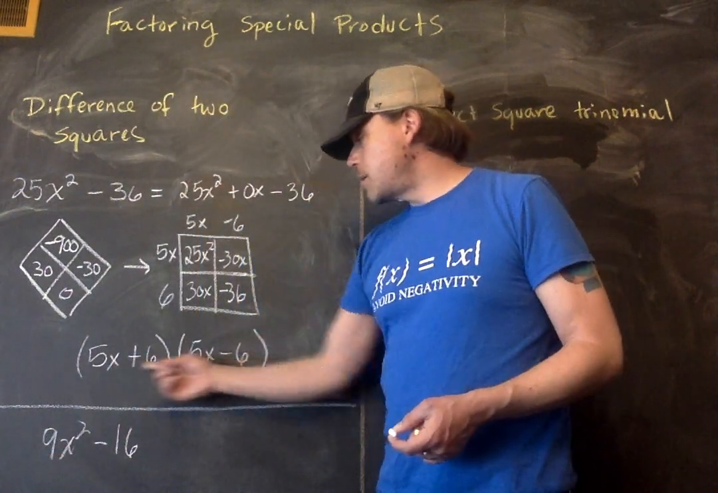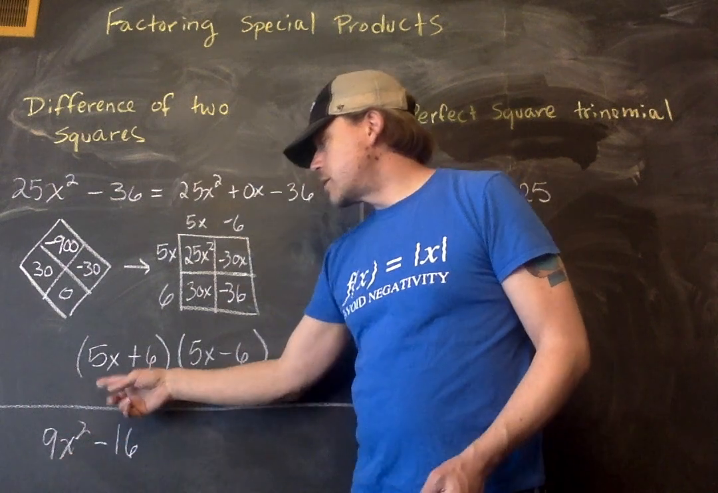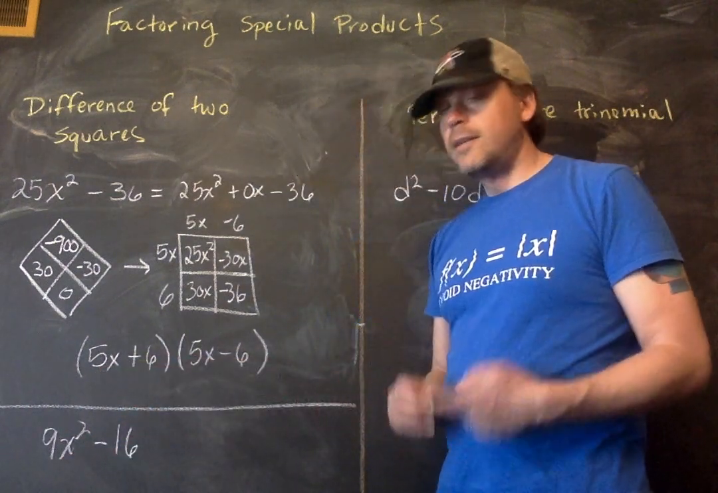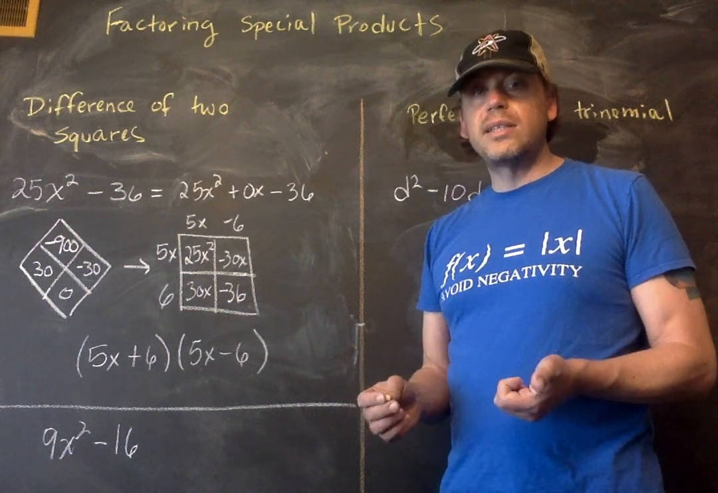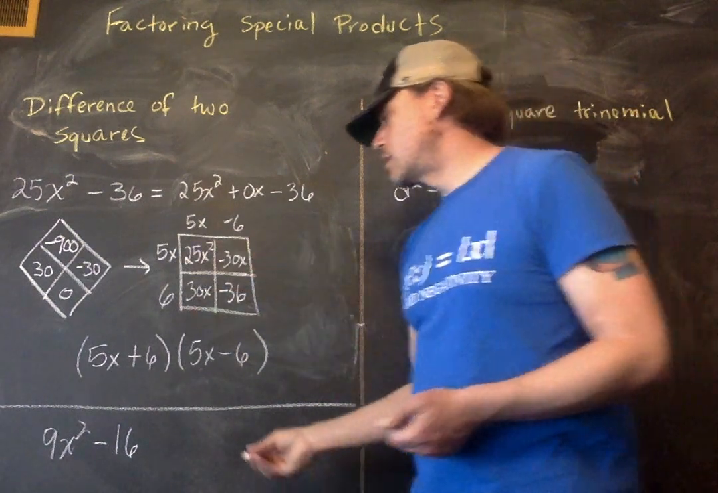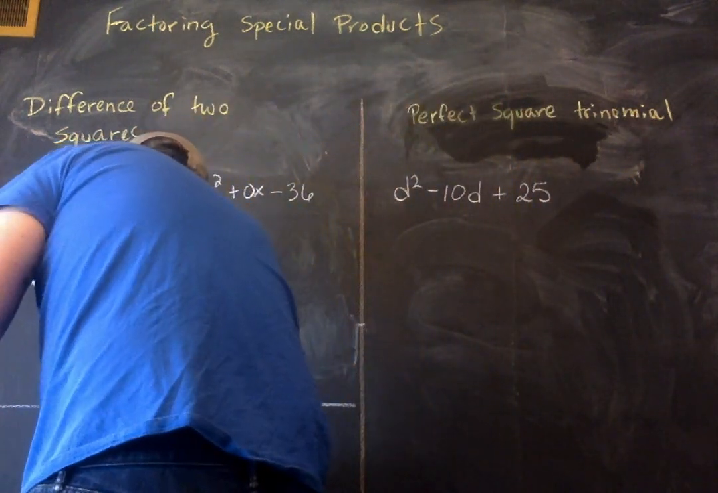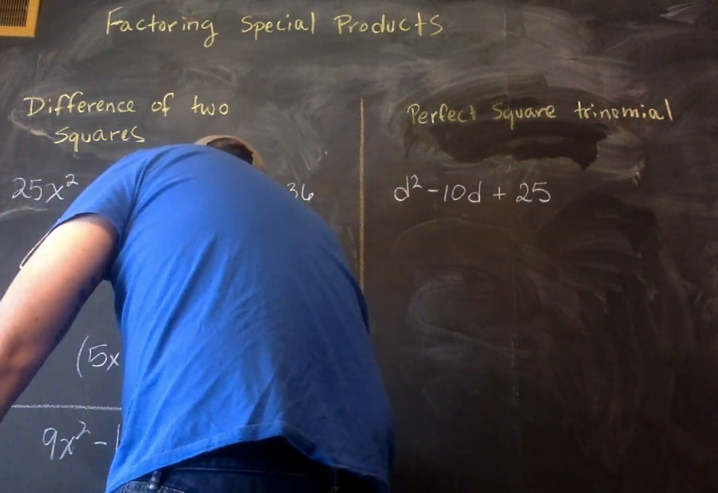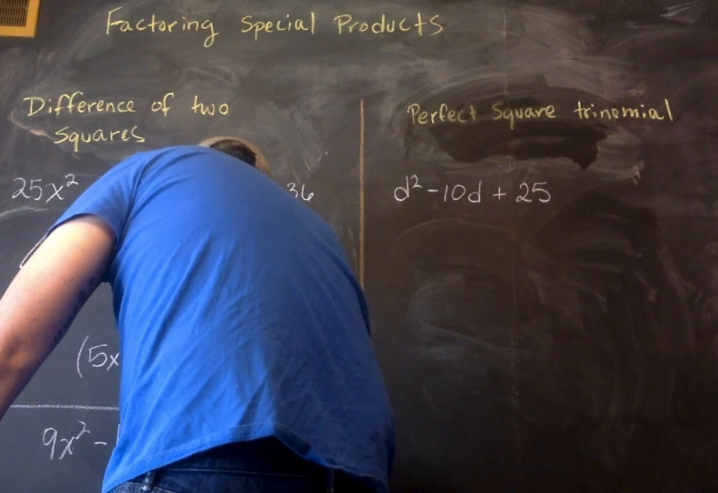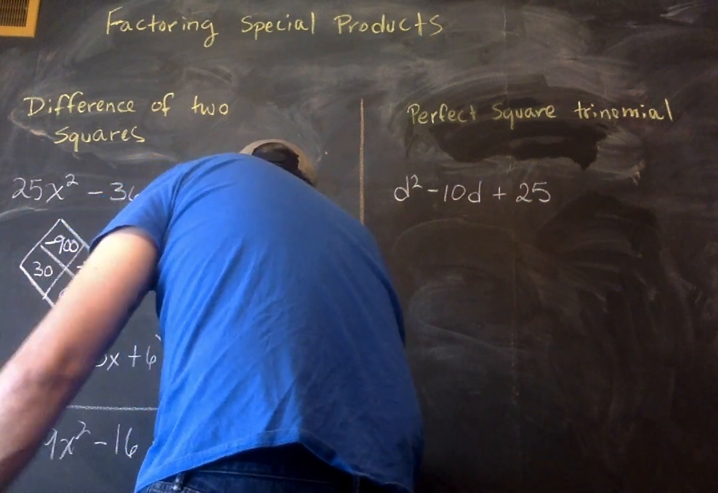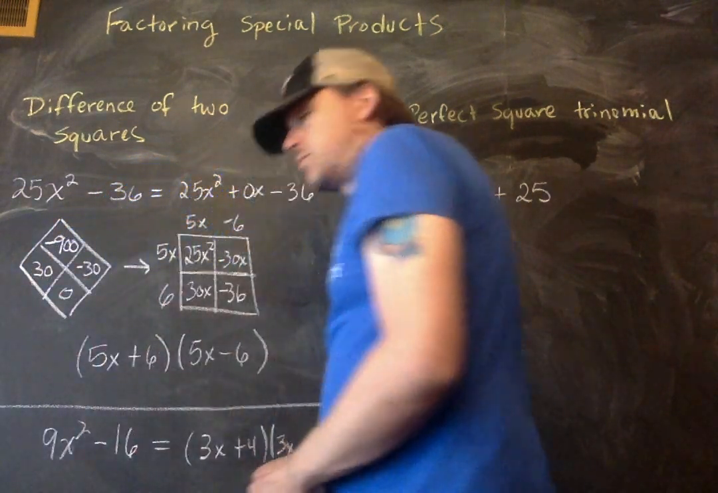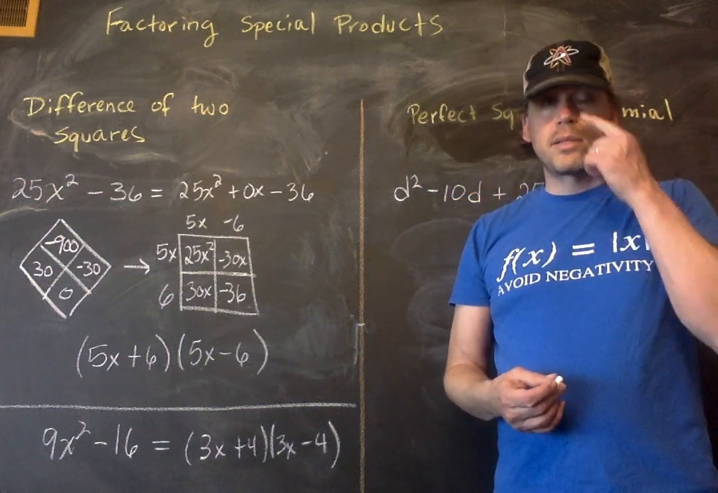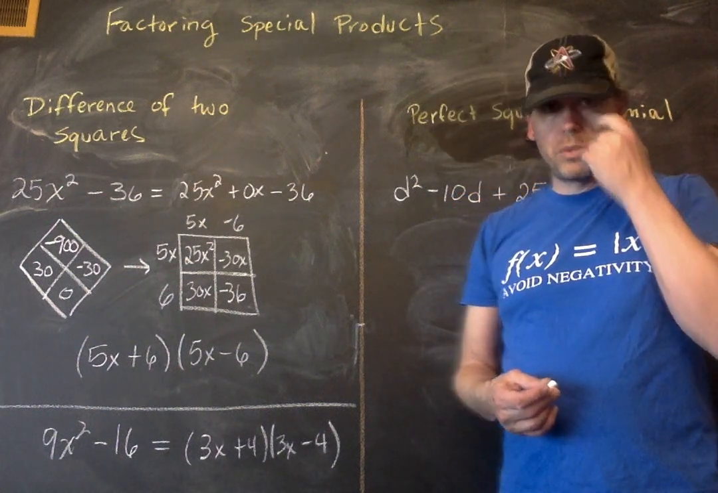And if I use the same pattern, the square root of 9 is 3 instead of 5, and the square root of 16 is 4 instead of 6. I've got my answer. Don't need a diamond. Don't need this box. I'm done. 3x plus 4 times 3x minus 4. That's how you work on the difference of two squares. So that pattern will always hold with the square roots.